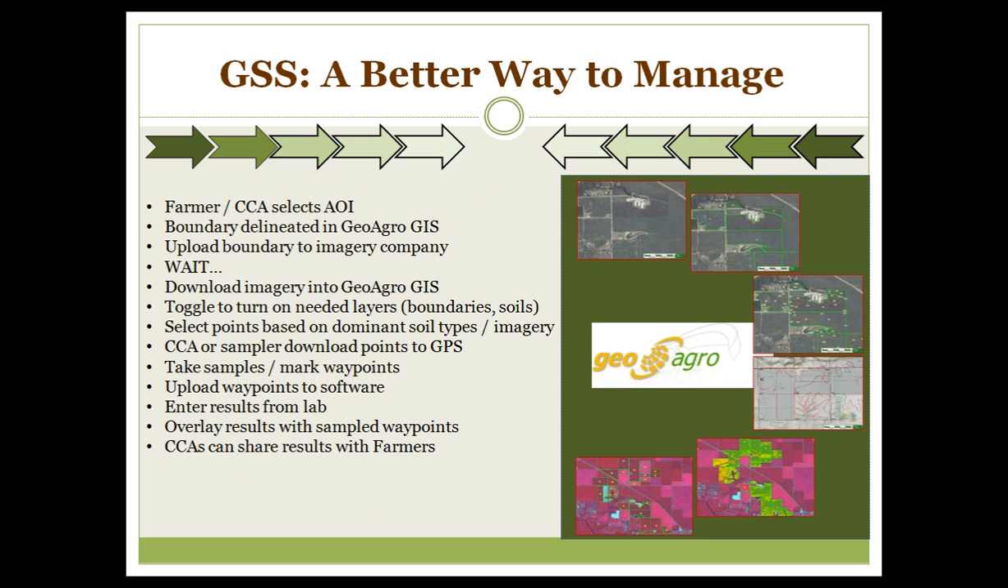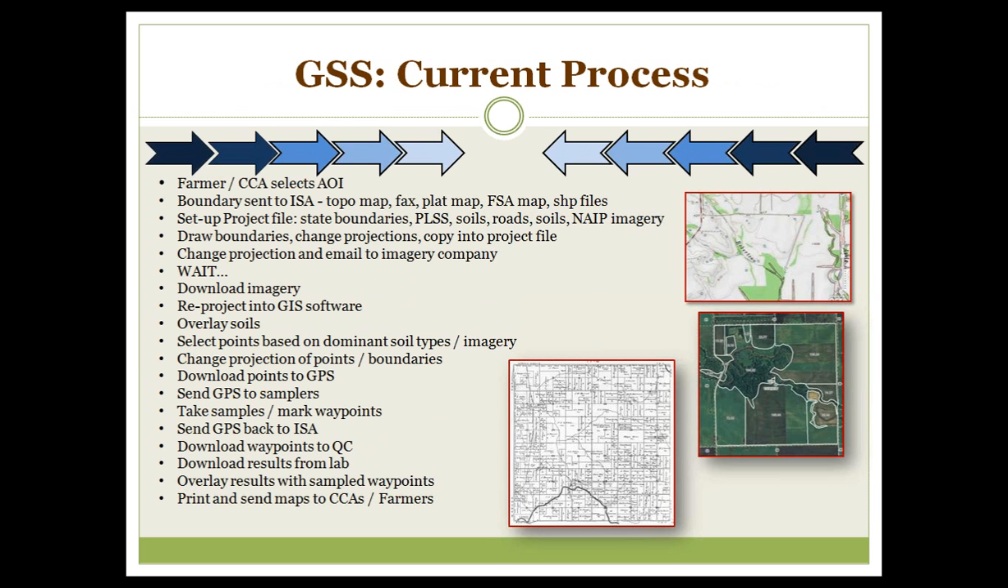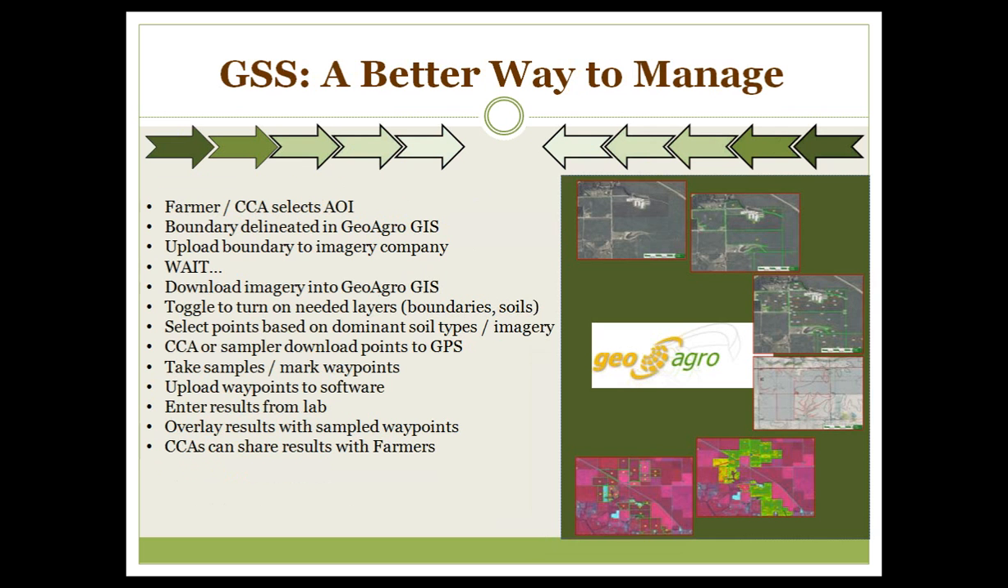at the GeoAgro software. I hope to become before too long, but I know enough to know that when you look at this list here versus this list here of steps that would have to go through, there are some things that could definitely be streamlined much easier. You know, the farmer and the CCA can select that area of interest right there on the screen, delineate the boundary into GeoAgro's GIS program. You can upload the boundary from there directly to the imagery company without having to change projections. Wait for that image, download it back in, toggle to turn on needed layers. They're already there. I don't have to go searching for a repository for an individual soil layer. Select points based on the predominant soil types.